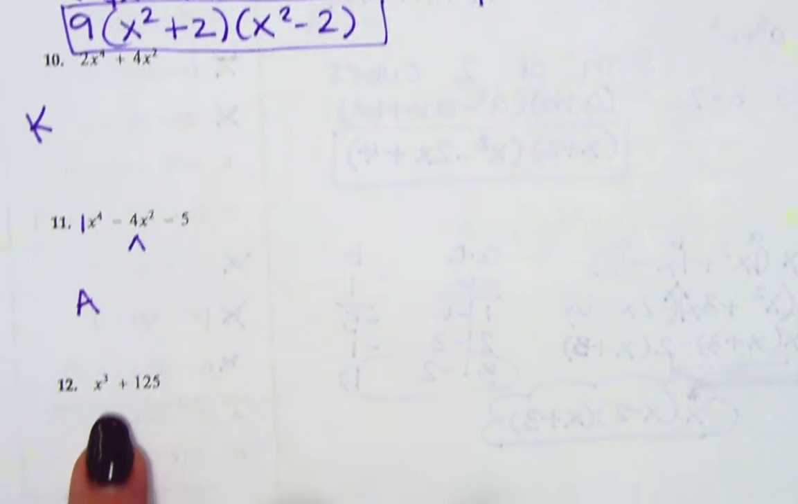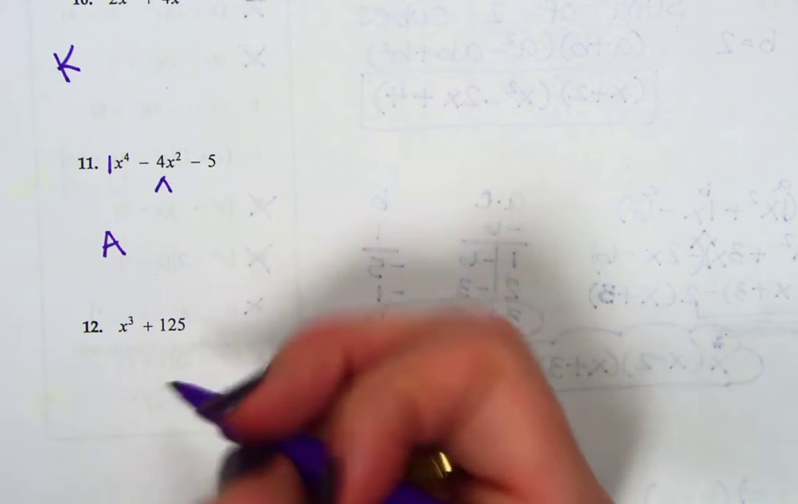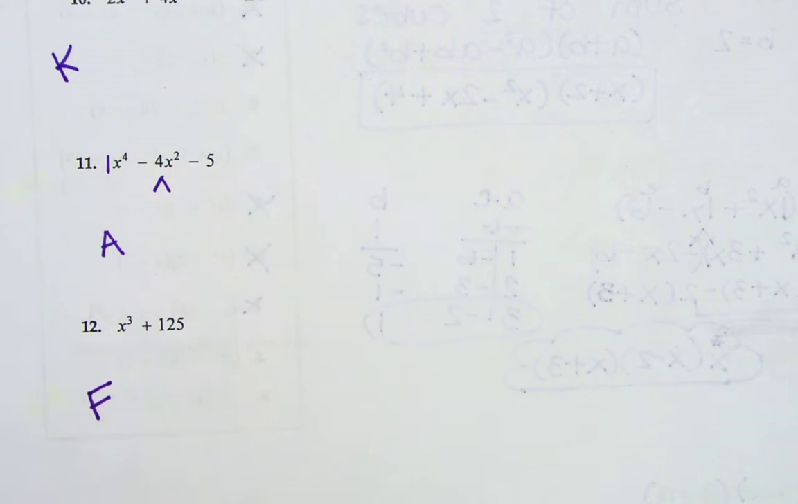Right? And number 12, this is a sum of 2 cubes again. Okay, and that would be answer choice F. Okay, I just want to give you those so that you can know if you went in the right direction on those.